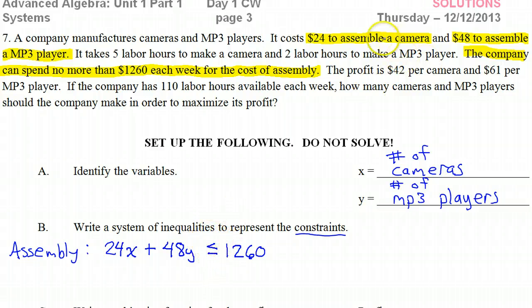Alright, the key is to group together things that mean the same. In this case, look at this key word. Assemble, assemble, assembly. Each of these numbers are assembly. Assembly of a camera, assembly of an MP3 player, total cost of assembly. Alright, so any other limitation? See, now they start talking about labor.